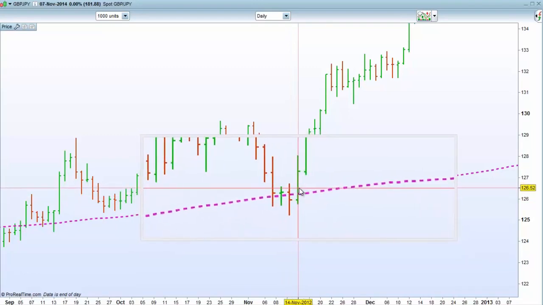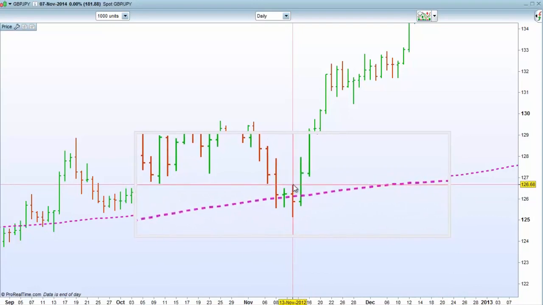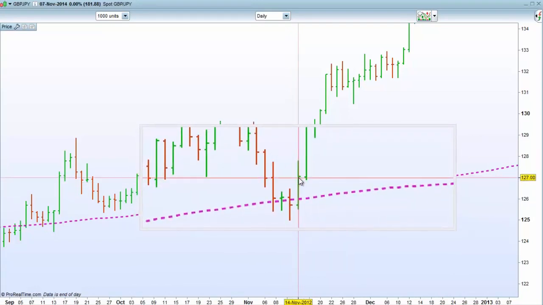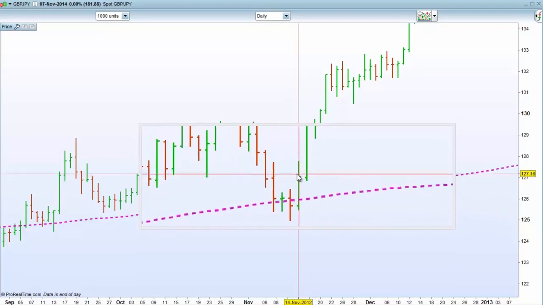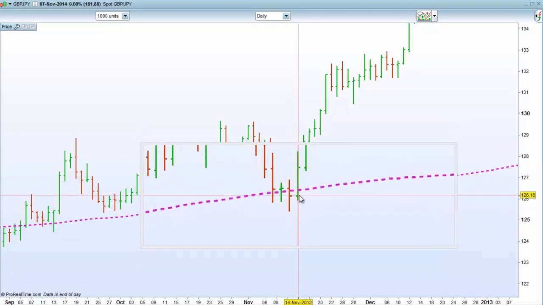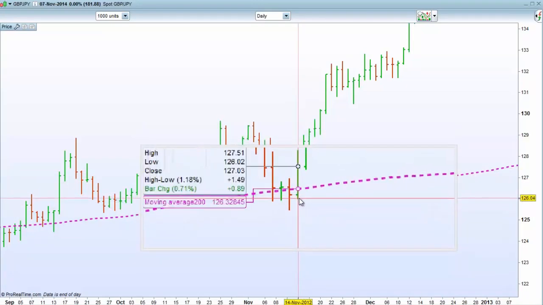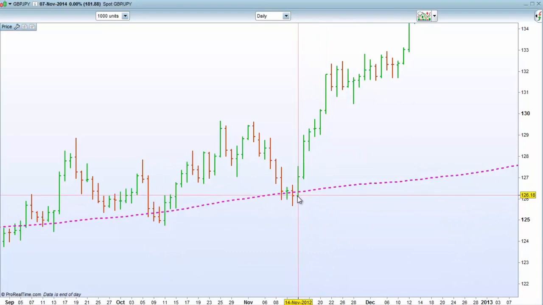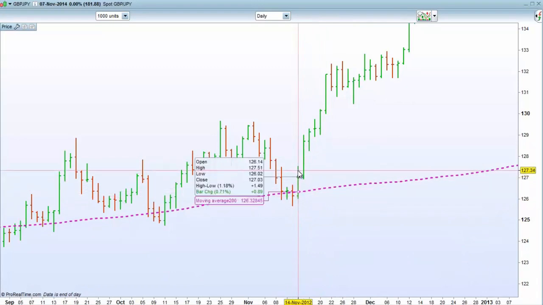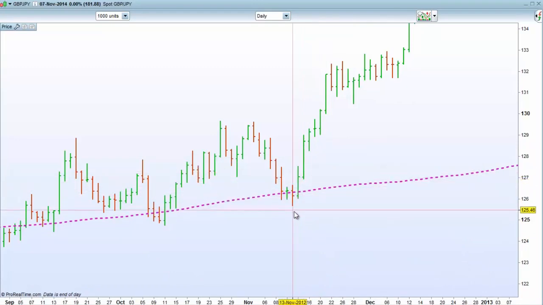What happens on the next day? You get stopped on the short position, but now you close higher. So you get long on this day, and your stop is this low, down here at 126.02. So what happens? Let's proceed. Like we said, we got long here, and our stop is the low of this day at 126.02. And now let's see what happens.